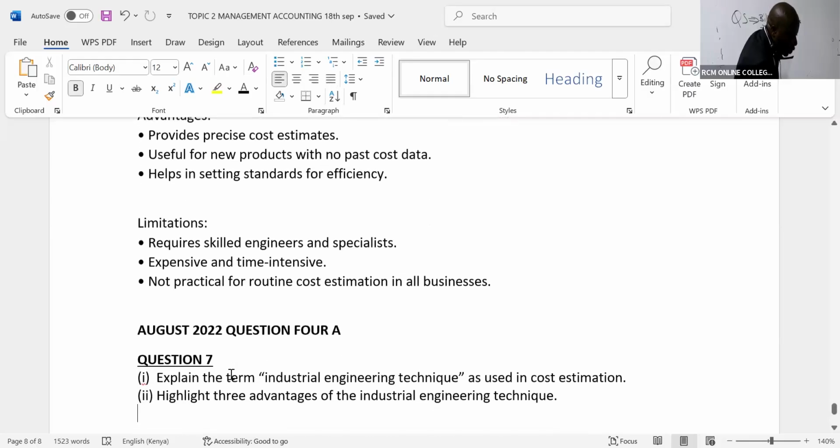In August 2022, question number 4A, they brought that. They told us to explain the term industrial engineering technique as used in cost estimations, and then highlight 3 advantages of the industrial engineering technique. The concept of accuracy in terms of cost estimates. We will be having this perhaps as the only possible method of estimating costs for very new products. And then we have the concept of standard setting. The first product that you produce will be the standard for estimating the future costs of other products like that.